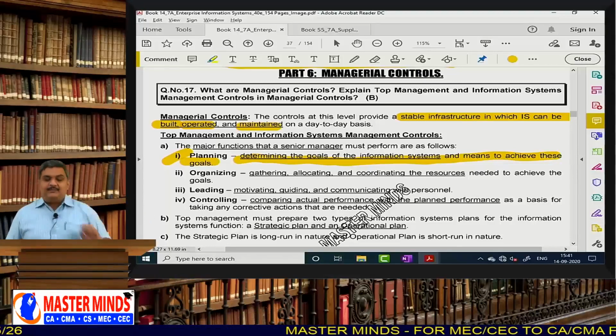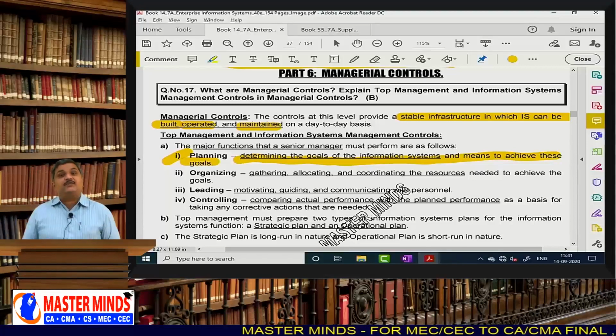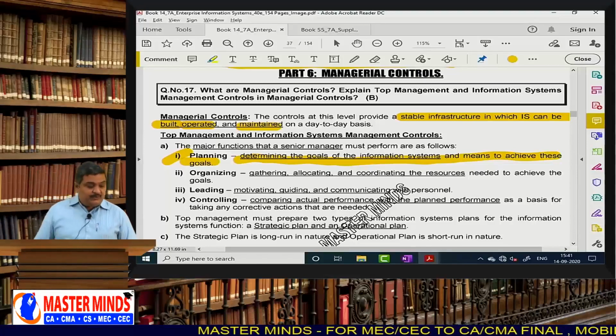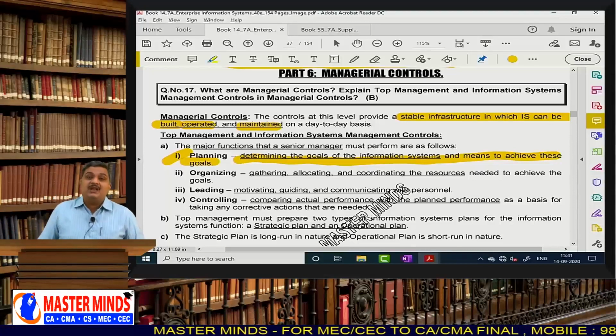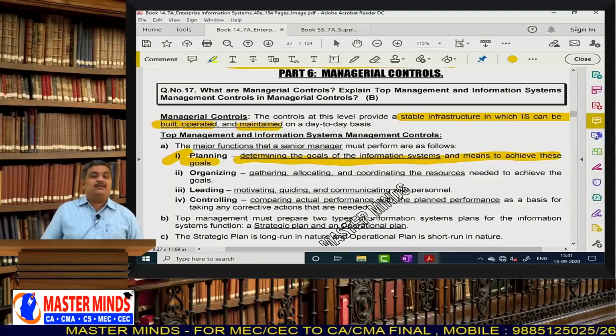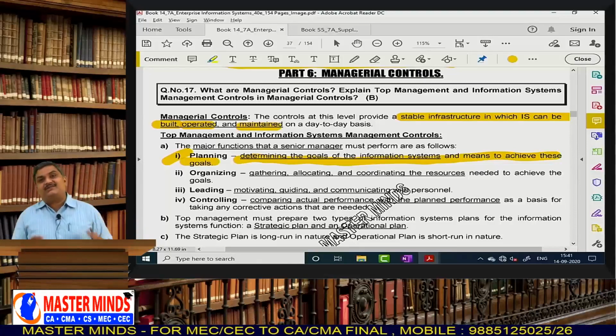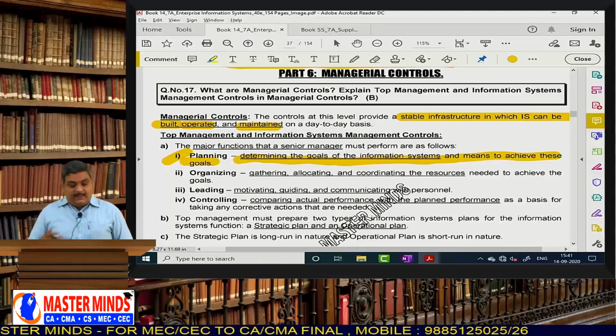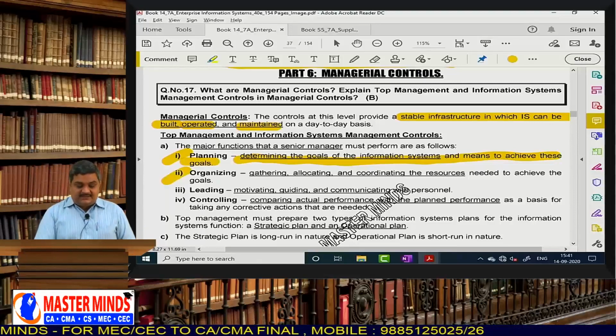So that is the first thing: determining the goals of the information system. Why should we go for an information system? Why is an information system required by us? This is the first question the management should have a clear-cut, vivid answer for. Okay. And next coming, organizing.